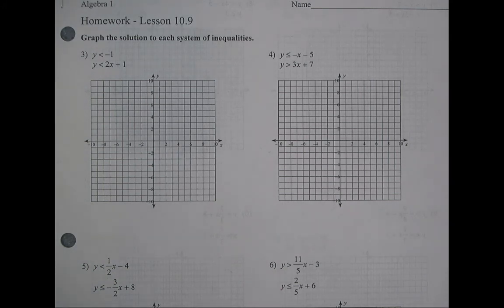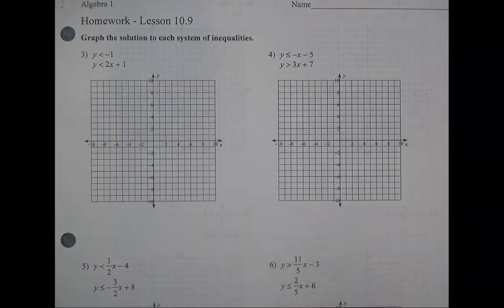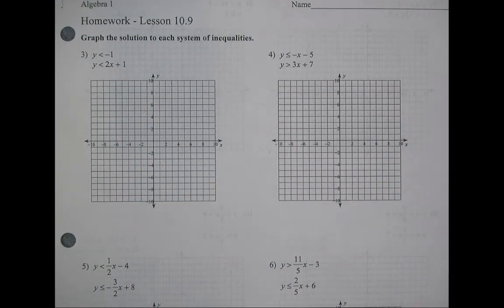We are on the homework for lesson 10.9. We are solving systems of inequalities. So we're going to graph both inequalities, and then the shaded region is going to represent the shared solution for both of these inequalities. Both of them are going to have their own solution set, and we're looking for the overlap on the graph.